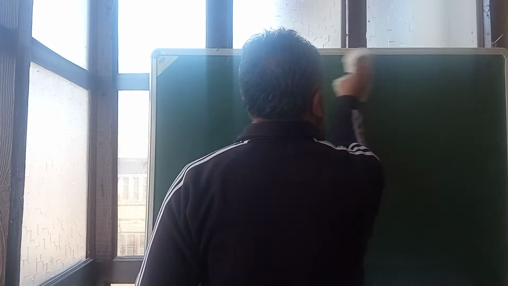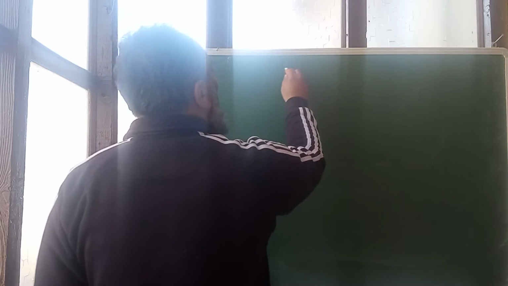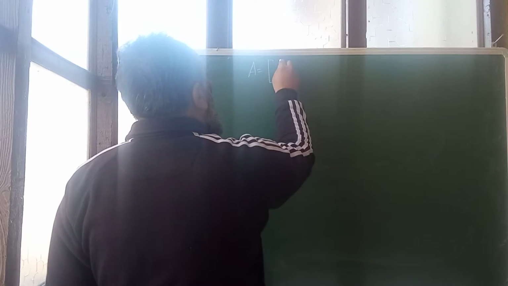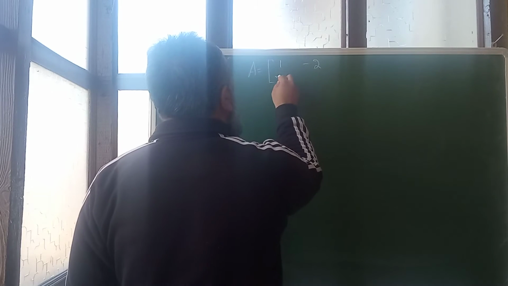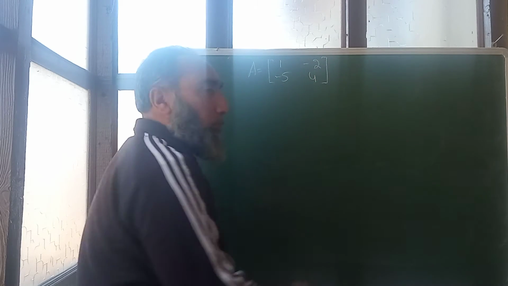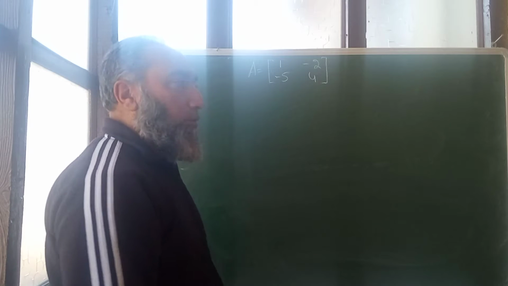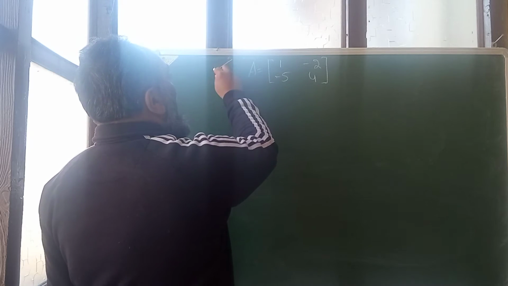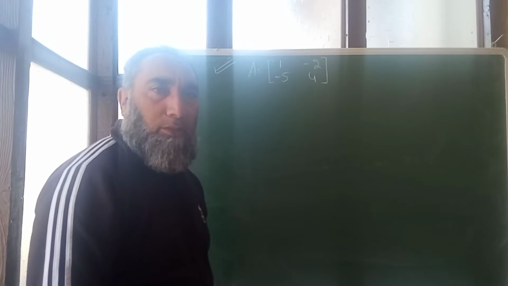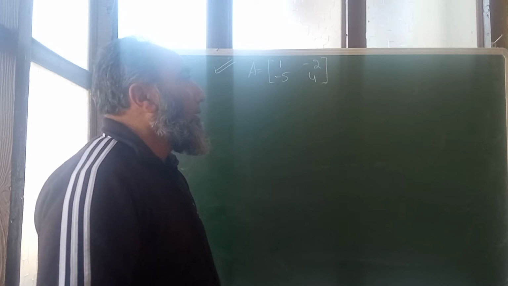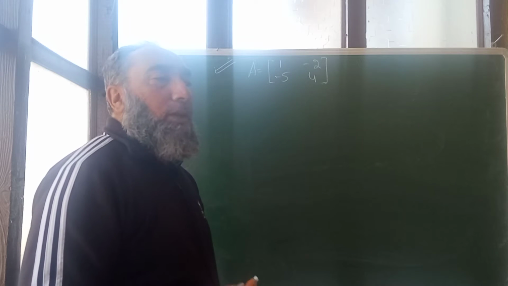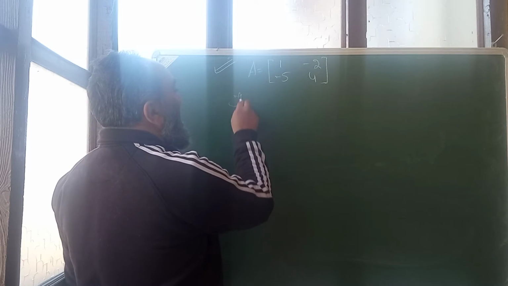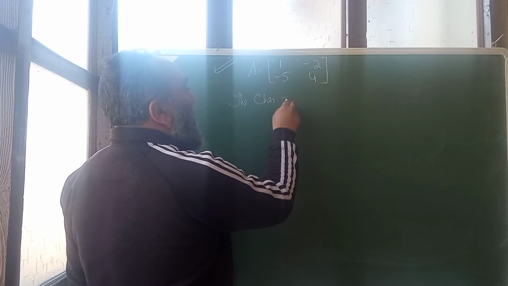Okay, let me take up a few examples. Let me begin with a simple example. A equal to 1, minus 2, minus 5 and 4. This is a square matrix of order 2. Then we have to find the eigenvectors. Now let me tell you, we have to find eigenvalues as well as eigenvectors. So for eigenvalues or eigenvectors, I have to first find the characteristic matrix.